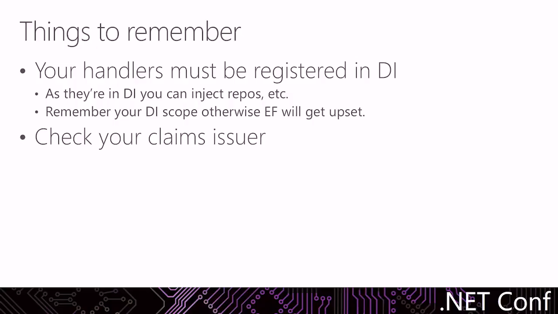So things to remember. Your handlers have to be registered in DI. And because they're in DI, you can inject repos, everything else. But if you're doing database access, please remember your DI scope. Otherwise, Entity Framework will throw a complete wobbler if you try and add it as a singleton. And check your claims issuer when you are examining claims, just to make sure that someone doesn't have a badge from Contoso.